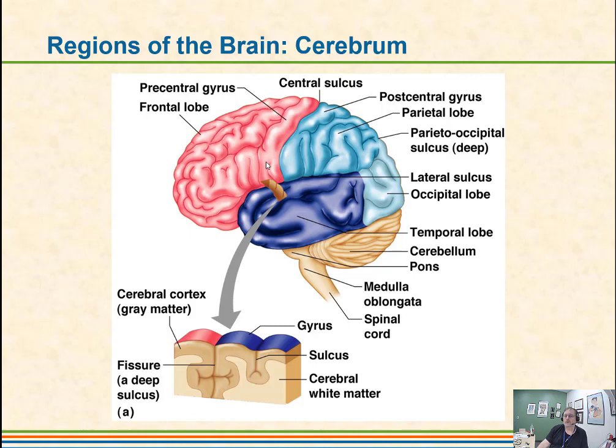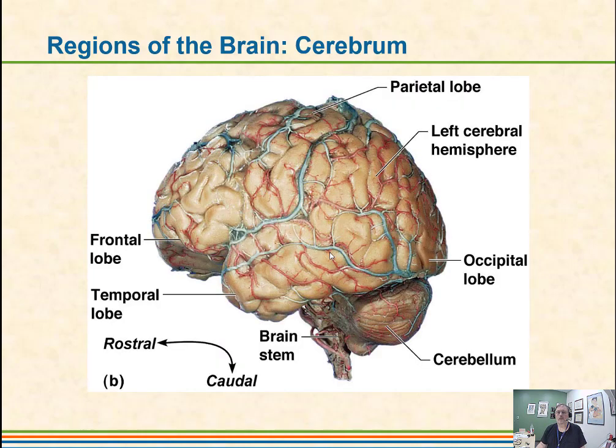Let's take another look at these in a bigger picture. You can see these structures. There are specific sulci that separate these structures. So this precentral gyrus, that takes care of a lot of motor activity. This postcentral gyrus takes care of a lot of sensory activity. And yet another picture of the brain.